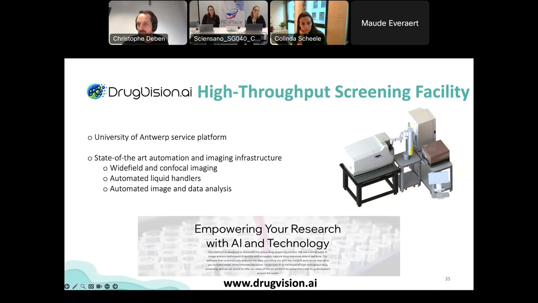So we have a much higher capacity for screening. And we also combine it with automated liquid handlers and, of course, Orbits. And the aim is to really offer drug screenings for academia, but also industry partners using our organoid biobank.